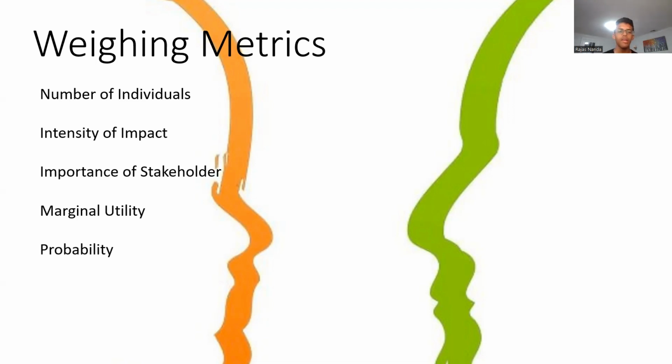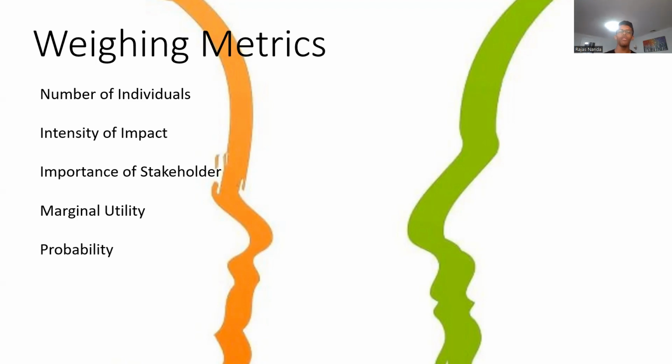Then second is the intensity of the impact. So if I were to pinch 10 people versus if I were to kill one person, then although much fewer people are being impacted, killing one person is such a great impact on that person's life. They're literally dying. That means that we probably will value that over the harm that is inflicted due to pinching 10 people. And so intensity is also a very important factor here.